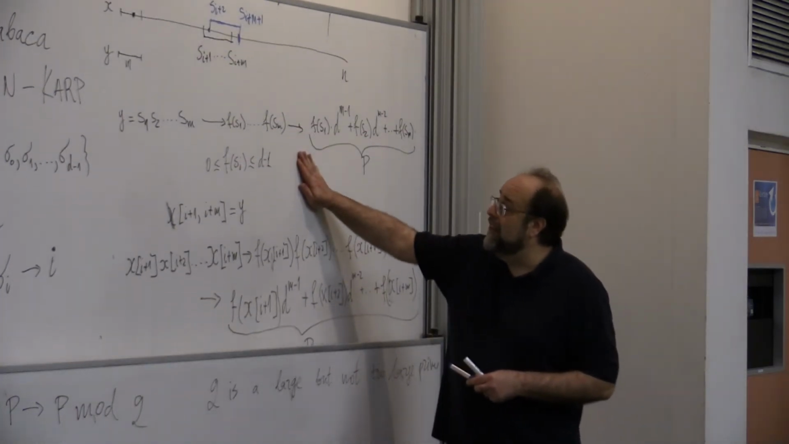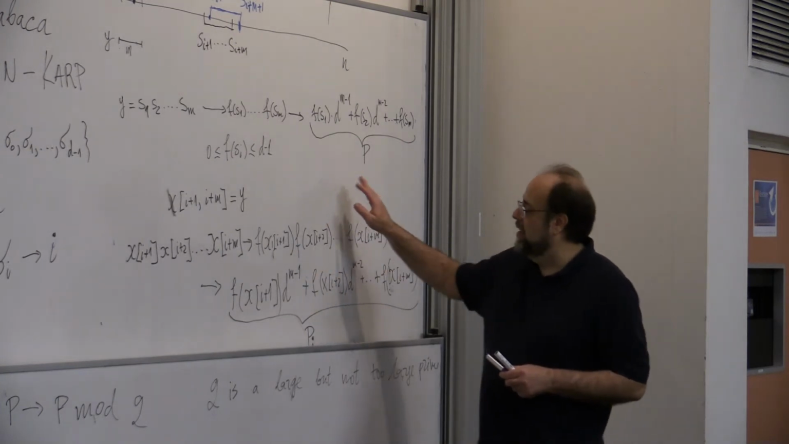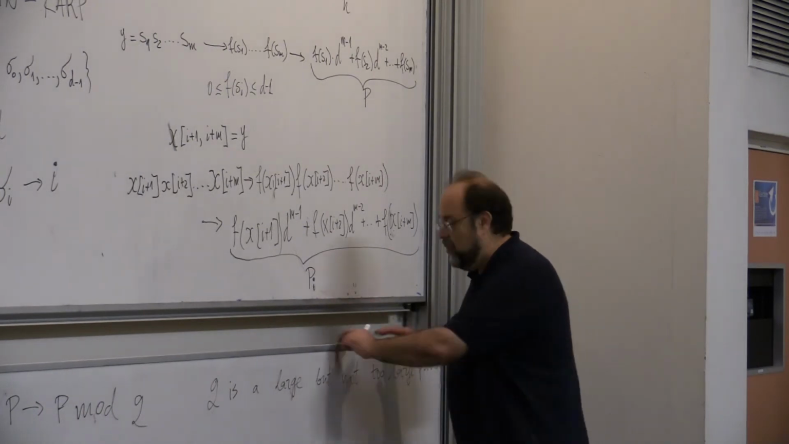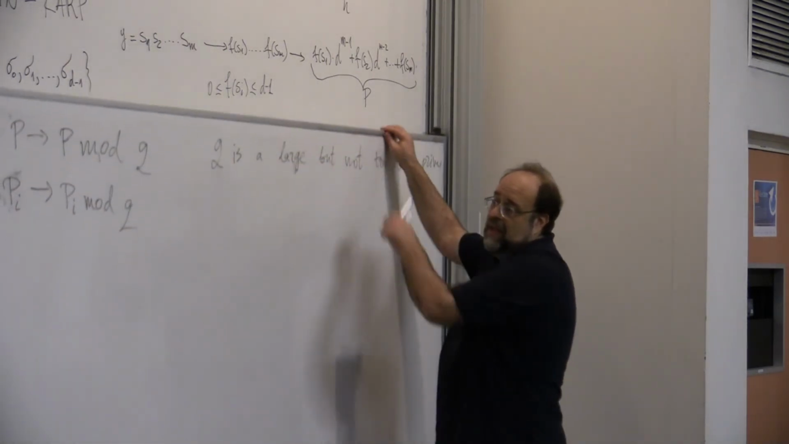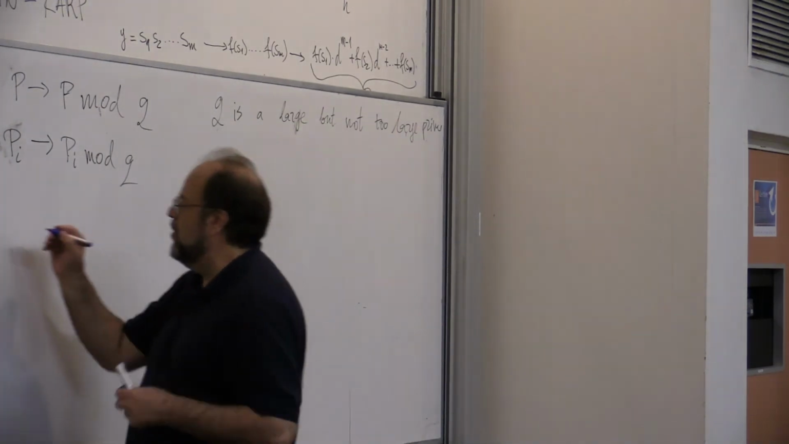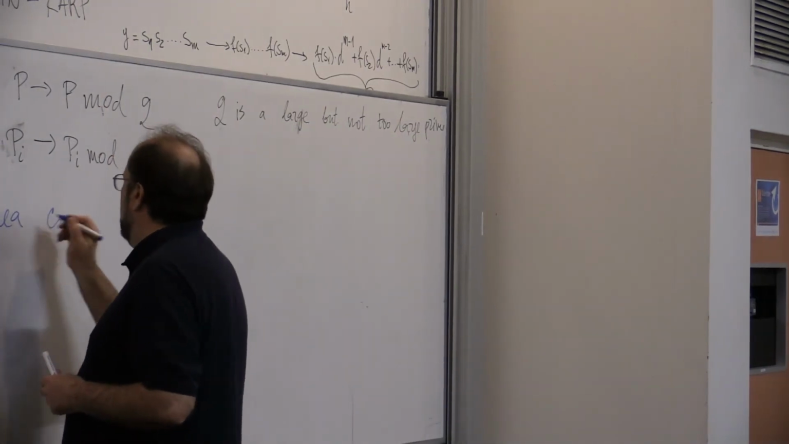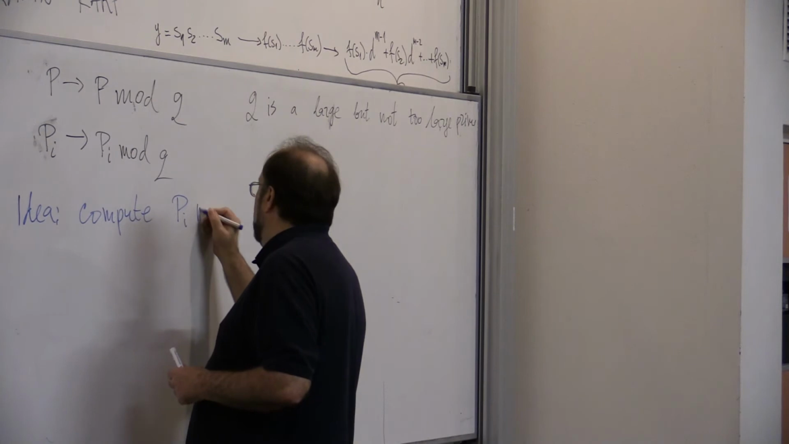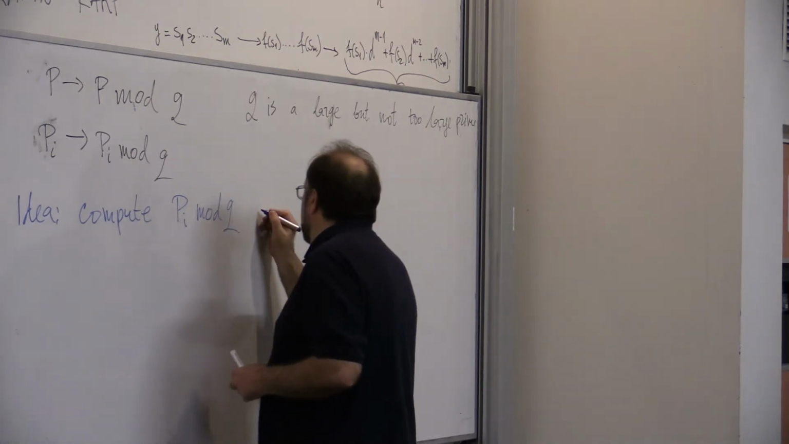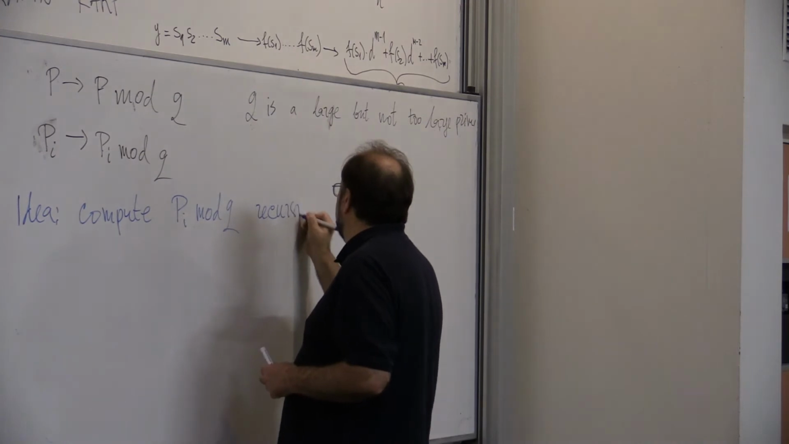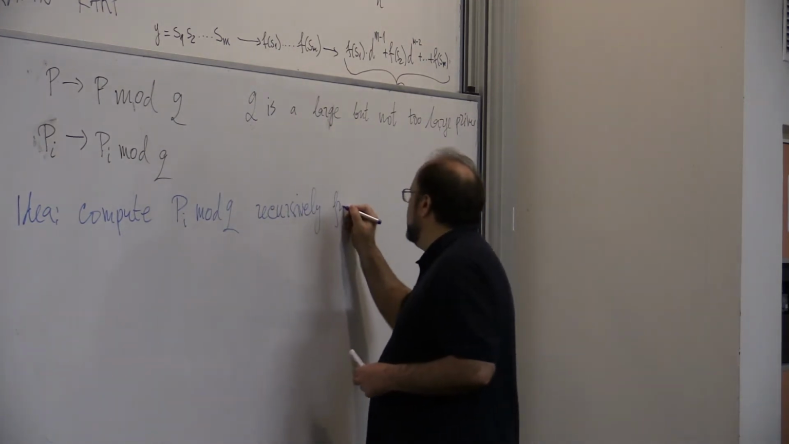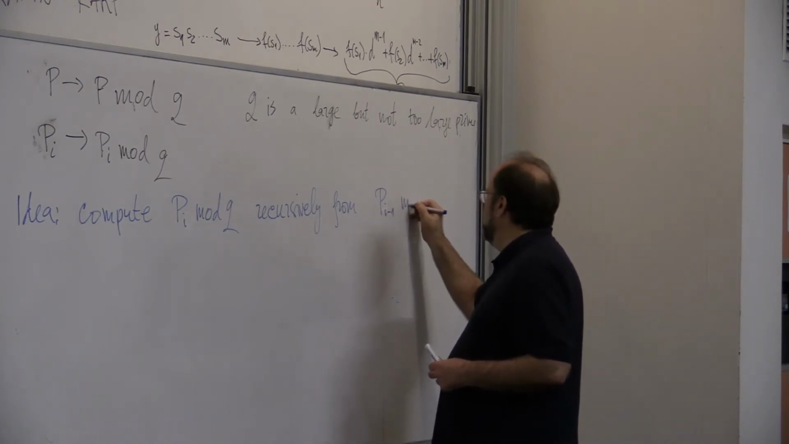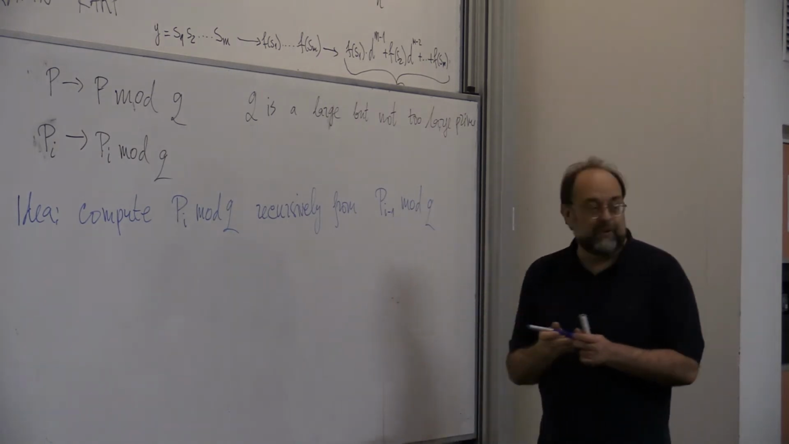So what do you think? How shall we obtain this value? Namely, how to obtain the value of pi mod q? So the idea: compute pi mod q recursively from pi minus 1 mod q. How would you do that?